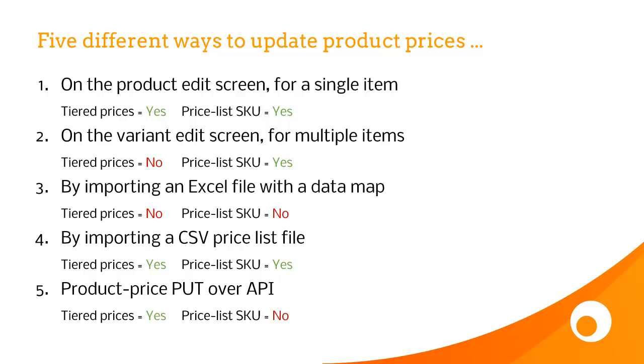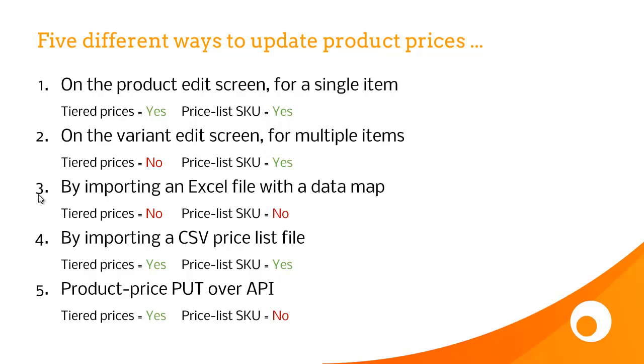This first method on the product edit screen is where we edit a single item, and we do have control over tiered pricing or volume discounts, and where we can see the price list SKU. The second method is on the variant edit screen, where you can work with multiple items at once. However, you can't work with tiered pricing, and you can see the price list SKU.